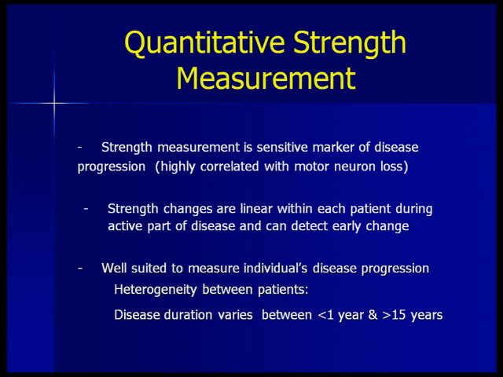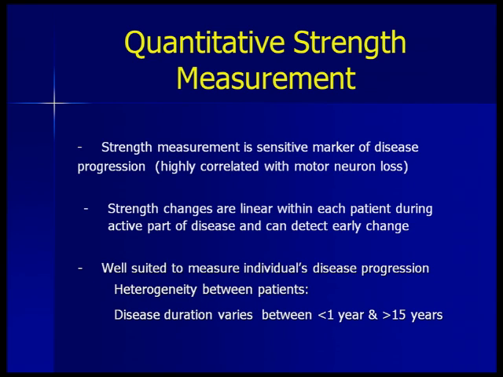Using quantitative strength measurement, we have found that it is a very sensitive measure of disease progression. It correlates very highly with motor neuron loss, and strength changes in a very linear manner for each patient during the active part of the disease. And you can really see early change using quantitative strength measurement, even before a patient might notice any changes in strength themselves. So strength measurement is very important for looking at individual patients.